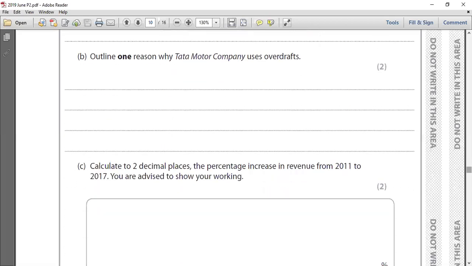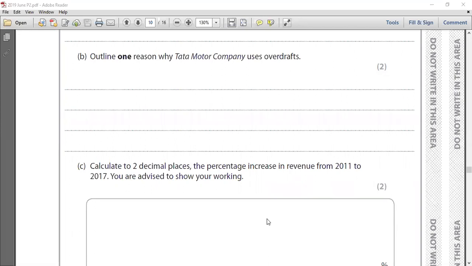The second question, a 2 mark outline question: outline one reason why Tata Motor Company use an overdraft. Here there is 1 mark for the reason and 1 mark for application. For any company, an overdraft is really important. They can utilize those funds to overcome financial difficulties, so they can order tires or spare parts or whatever. Please touch the case study, because without touching the case study you can't get that other 1 mark.